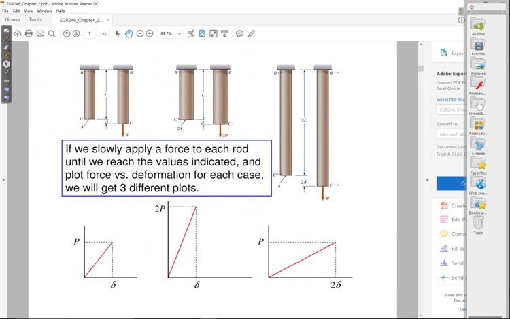But you can see that these are 3 completely different plots. The slopes are all different. But if you remember, we said that the stress is the same in all 3 cases. So if I replace force by stress, and if I replace the deformation by strain, which also is the same in all 3 cases, then you should get 3 identical plots.